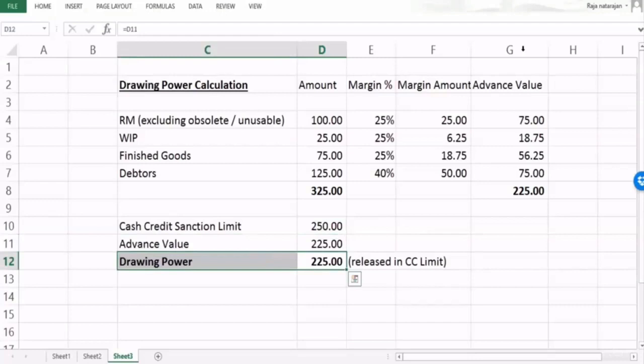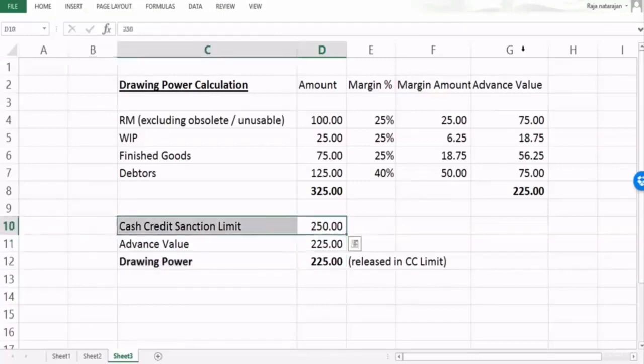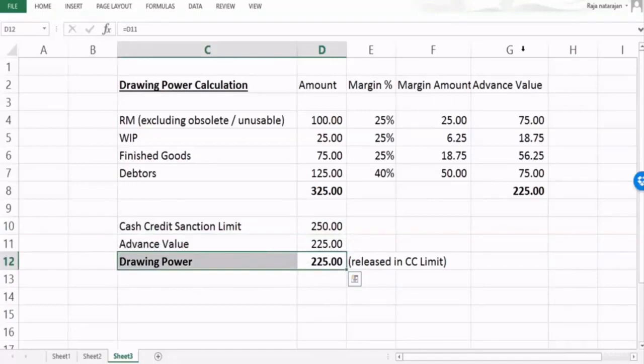So this is going to be scenario one, when you have a higher limit but lower advance value. So the drawing is limited to the lower advance value. This is the best part of a cash credit because the account is getting monitored, it is getting controlled, or it is getting regulated.